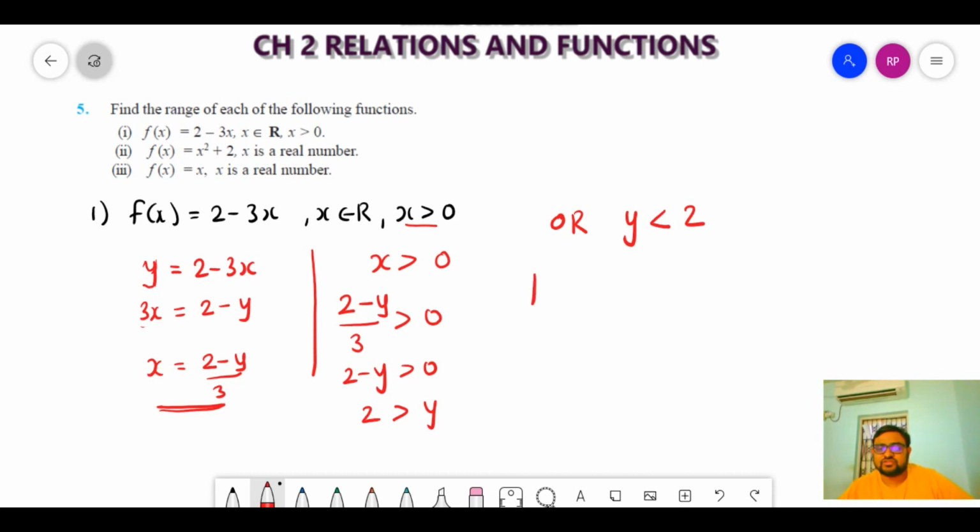Right? So the range of this function will be, sorry, it will be an open bracket, and here it will be minus infinity. So this range includes the values less than 2, from minus infinity to 2. As it is less than, so I have used an open bracket. Clear? Okay, so this was about the first part of question number 5. So just note it down.